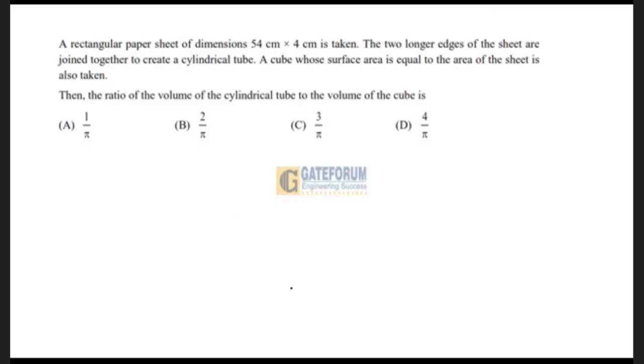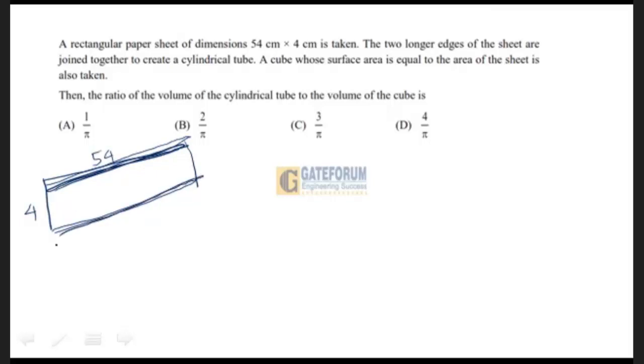Let's do this. A rectangular paper sheet of dimensions 54 centimeters into 4 centimeters is taken. Let us suppose this is the rectangular sheet. This is 54 and this is 4. The two longer edges of the sheet are joined together to create a cylinder. So these two are joined together to form a cylindrical tube. They are just joined together, not overlapping.